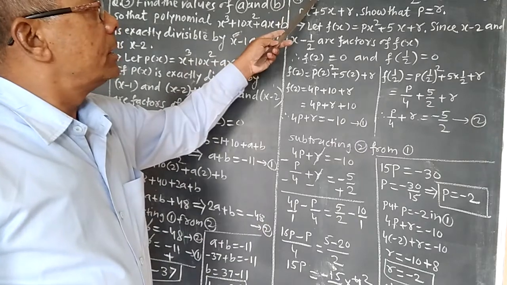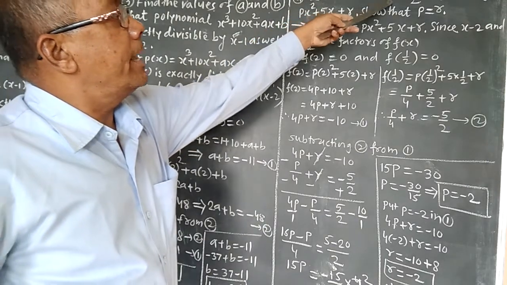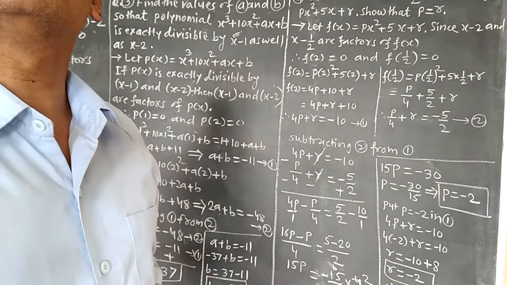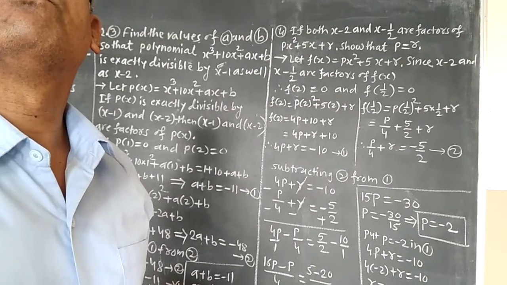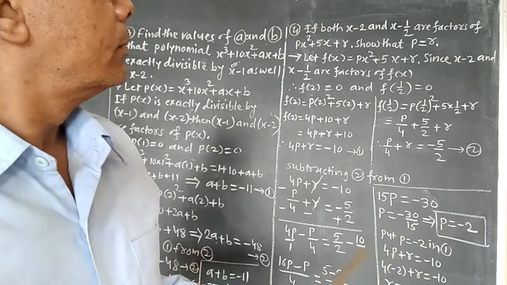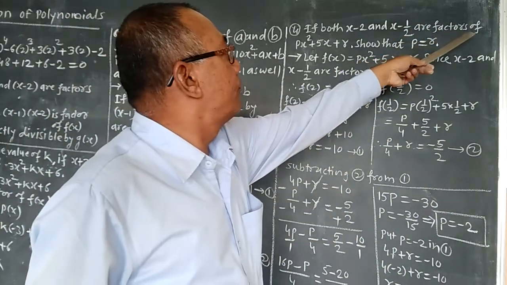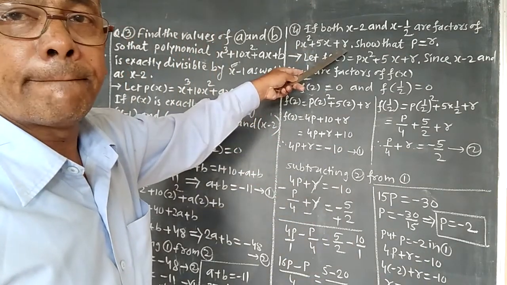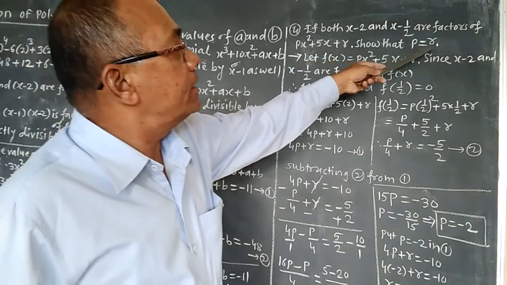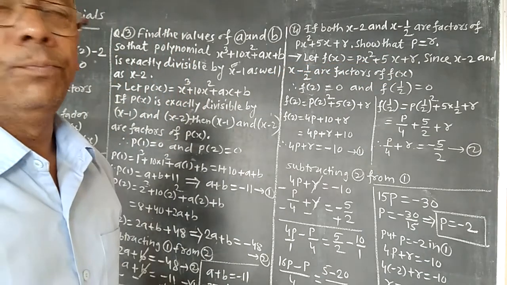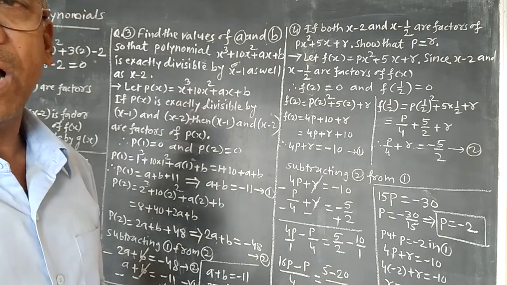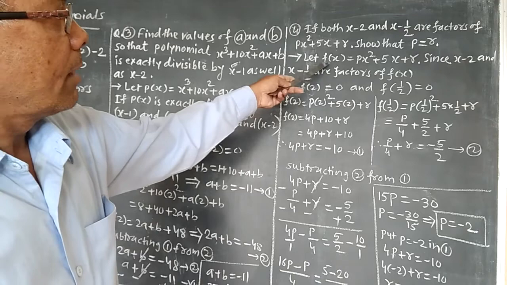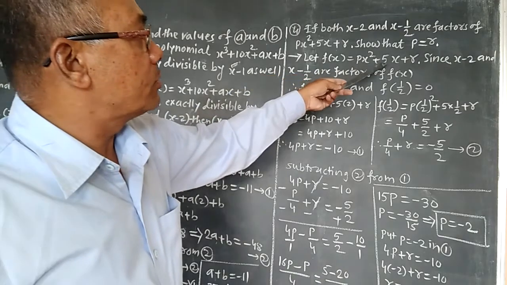Fourth question is, if both x minus 2 and x minus 1 half are factors of px square plus 5x plus r, then show that p is equal to r. Here we have to prove that the values of p and r both are equal. So let f(x) is equal to px square plus 5x plus r.